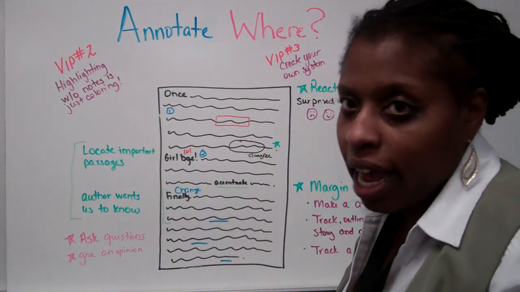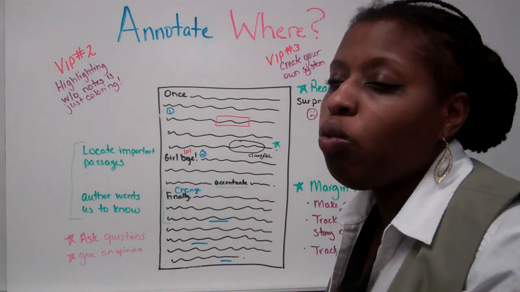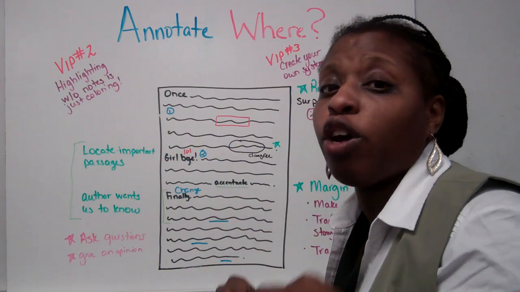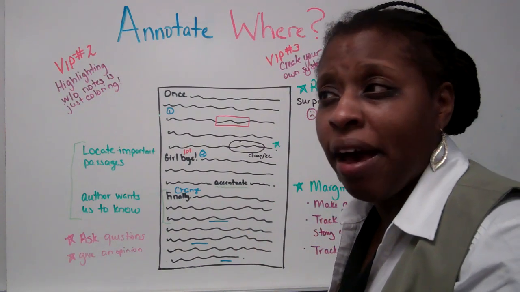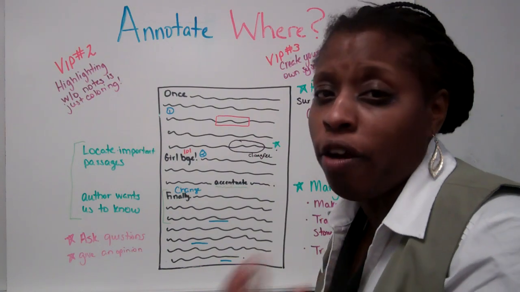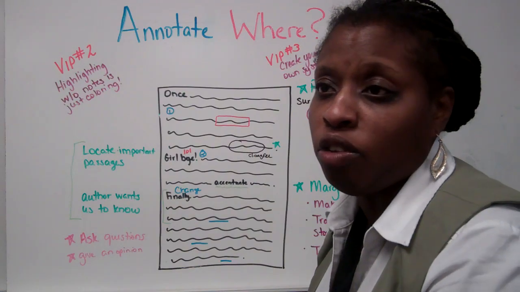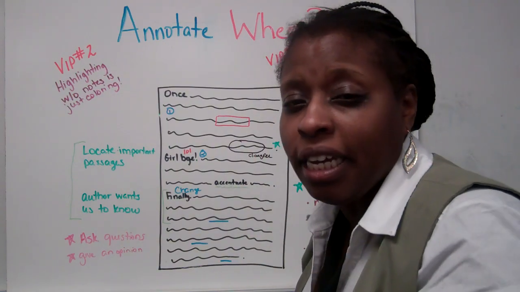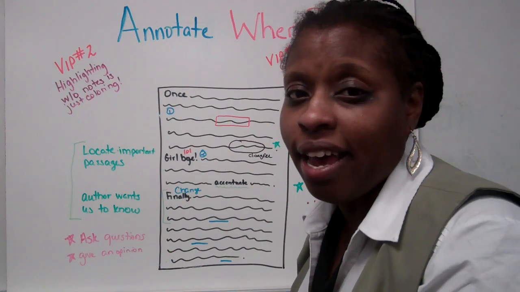The last thing I want to say about annotating is create your own system, as I said before. You want to develop a system that's going to work for you and your style of learning. The most important thing about annotating a text is you are interacting with it. I'm not giving you my opinion. Your peer is not giving you their opinion. It's your opinion, how you're interacting and how you're reacting to the text.